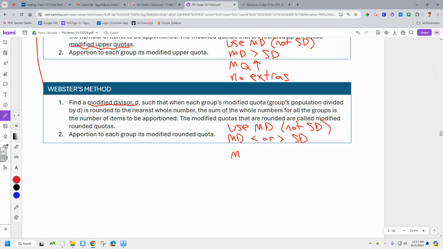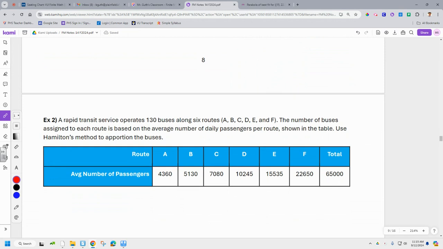This time we find that modified quotient, but we round to the nearest number. We don't always round down, we don't always round up, we just round to the nearest, which is what we are more comfortable with anyway. This is what we are used to. That's Webster's. And once again, there are no extras. So don't memorize all of this language here. Try really hard to nail down these shortened, abbreviated directions. But that's what we're trying to do.